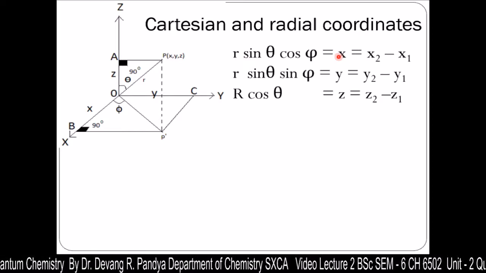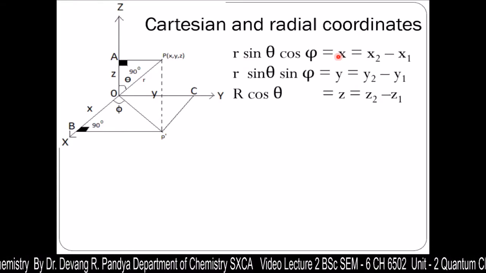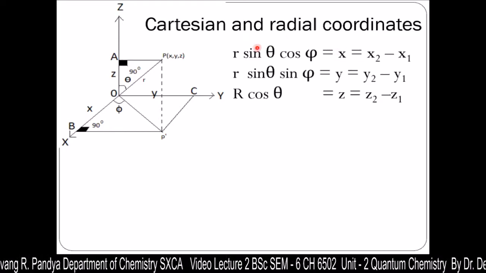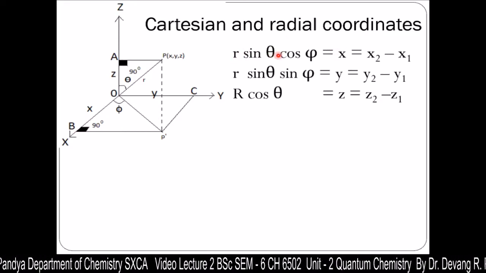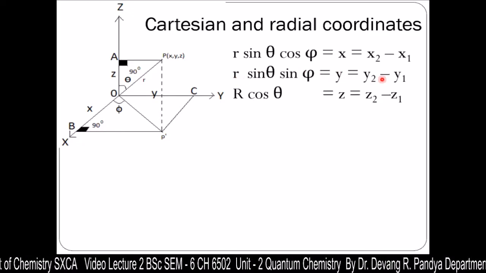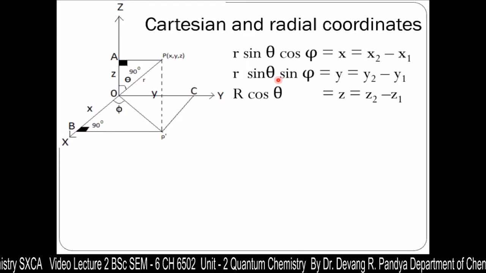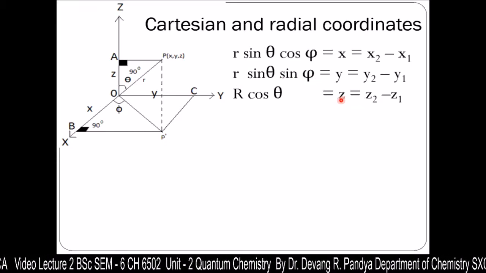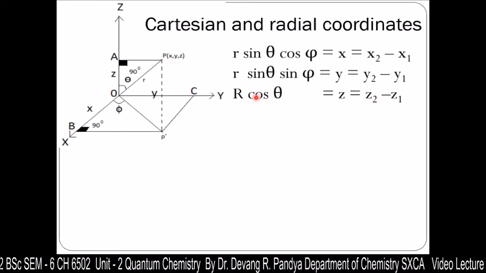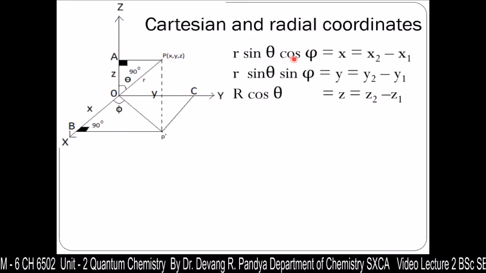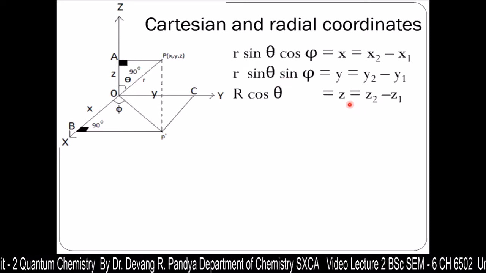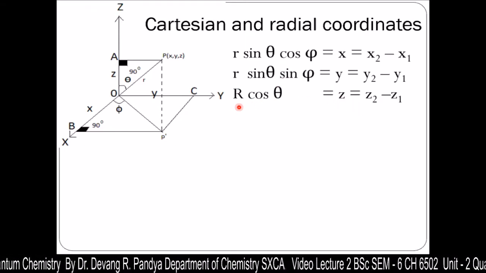If we want to replace x with radial coordinates, it should be written as x2 minus x1, and the conversion of x into r, theta and phi can be written as r sin theta cos phi. If you want to replace y, its radial value can be written as y2 minus y1, which is represented as r sin theta sin phi, and for z the value would be r cos theta. This r is the smaller one that you need to understand, z2 minus z1 equals r cos theta. So wherever x is there, you can replace it by r sin theta cos phi. Wherever y is there in the Schrodinger equation, it can be replaced by r sin theta sin phi. Wherever z is there, it can be replaced by r cos theta.